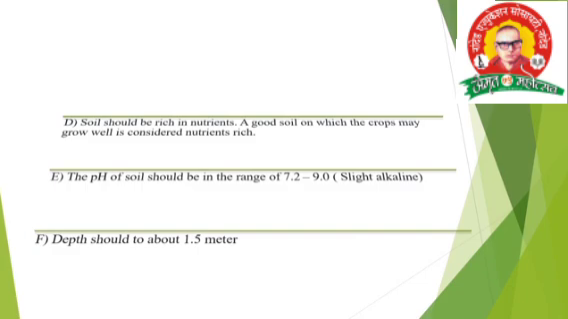Then the pH, as I already told, is 7 to 9. The chemical nature of the soil should have nitrogen not more than 0.1, phosphorus not more than 0.1, organic carbon 1%, and free calcium carbonate below 5%. All these are the qualities of soil.